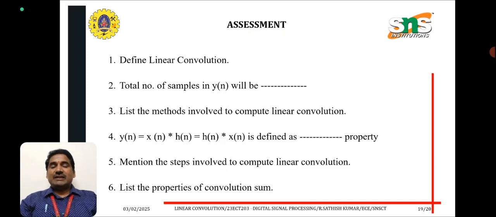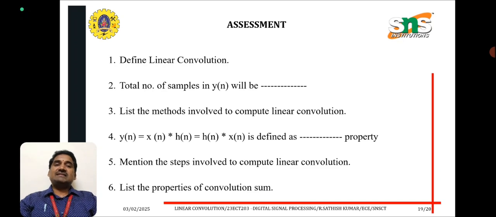Next one, assessment. Define linear convolution. Linear convolution can be defined as y of n equal to the summation from k equal to minus infinity to plus infinity of x of k into h of n minus k. The total number of samples in y of n will be m plus n minus 1.